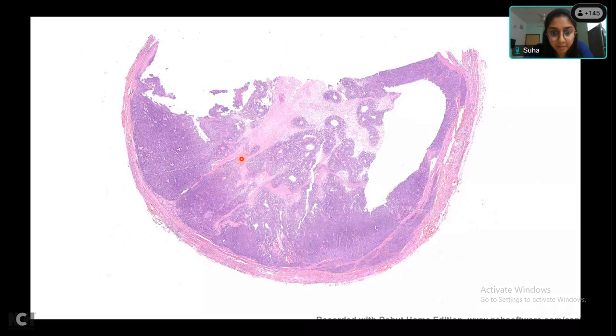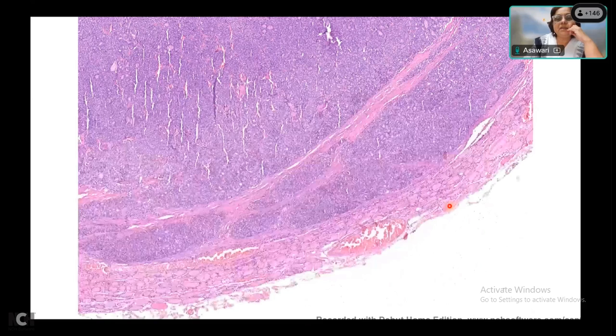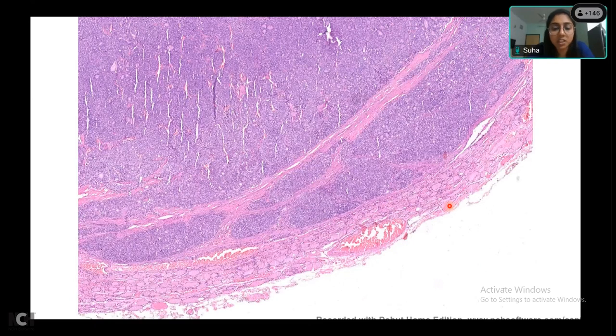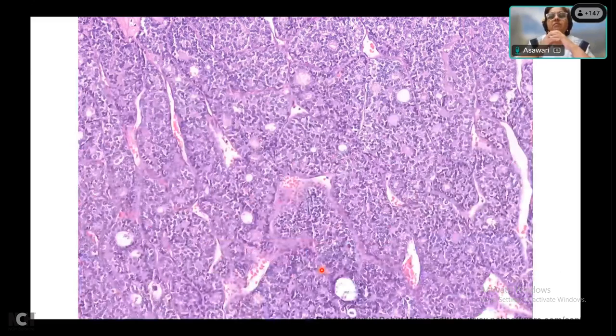Okay, it's taking time for me to load. What do you see here? This is the capsular invasion we can see here. You can see the normal thyroid tissue here, and the capsule here, and there are multiple foci of capsular invasion, right? Yes, ma'am. Okay, what do you see here? Ma'am, these are microfollicles. The cells are arranged as microfollicles.